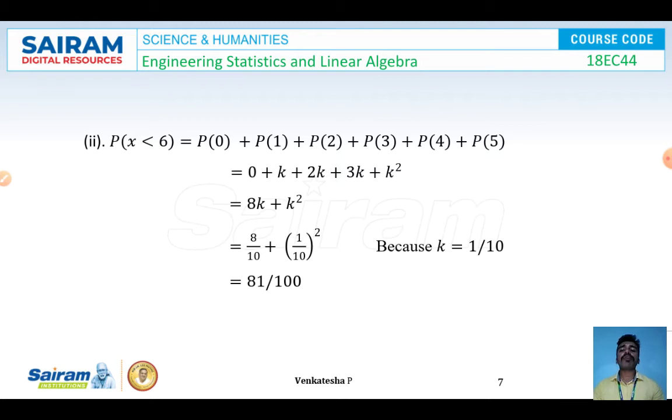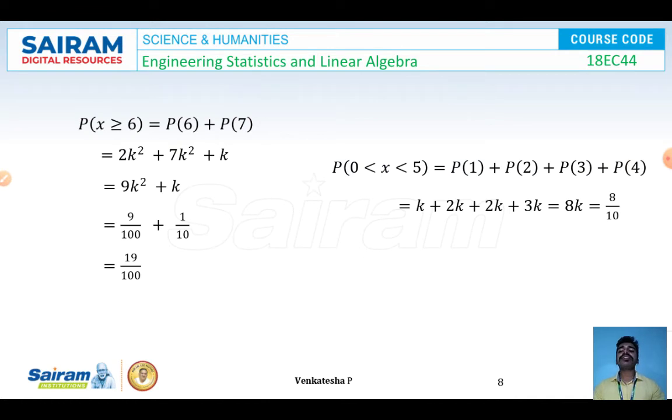The first one is p of x strictly less than 6. To find that, I'm going to exclude 6, so I'll be taking p of 0 plus p of 1 plus p of 2 plus p of 3 plus p of 4 plus p of 5. Now add all the values, that is 0 plus k plus 2k plus 3k plus k square. After adding, we'll be getting 8k plus k square. Since k is equal to 1 by 10, we'll be getting 8 by 10 plus 1 by 10 whole square. The value will be 81 by 100 after simplification.